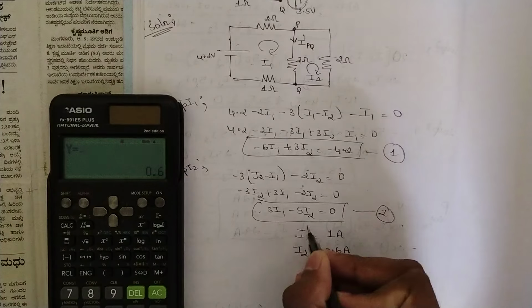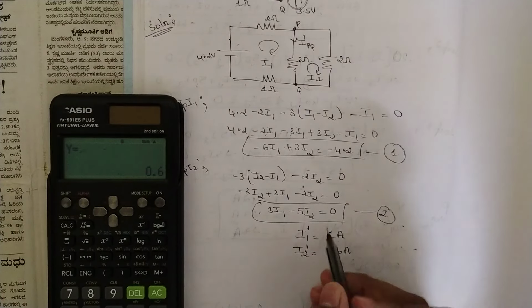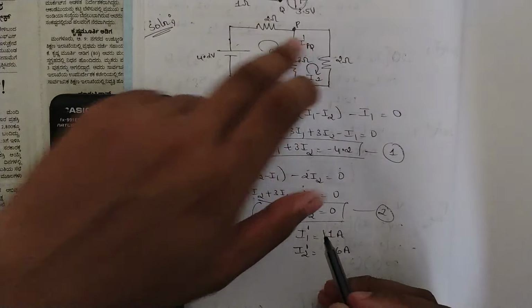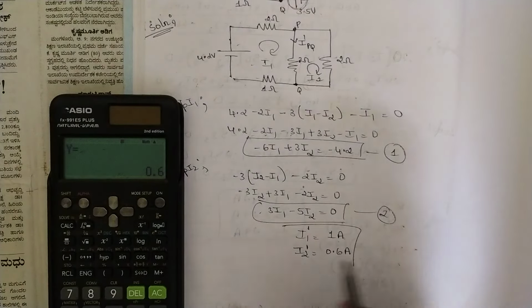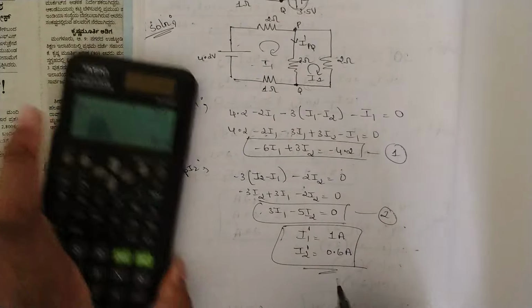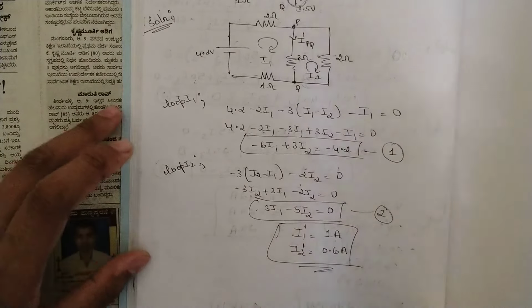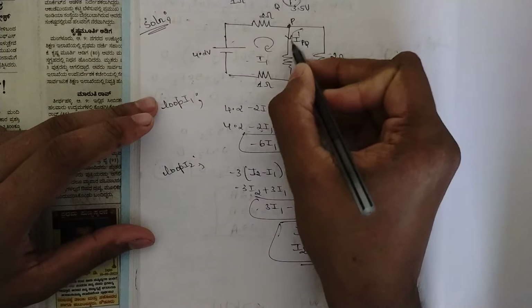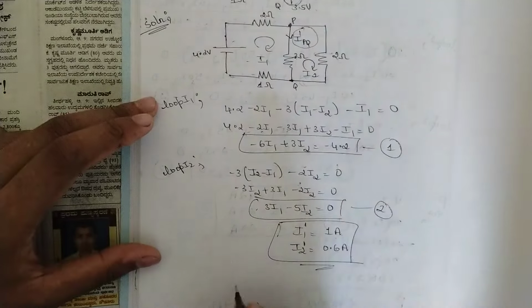So here we can consider these as I1 dash and I2 dash because we are calculating for I dash of PQ, right? So like this, you have got two currents, but here our goal is not to find these two currents. Our goal is to find this intermediate current, that is I dash of PQ.